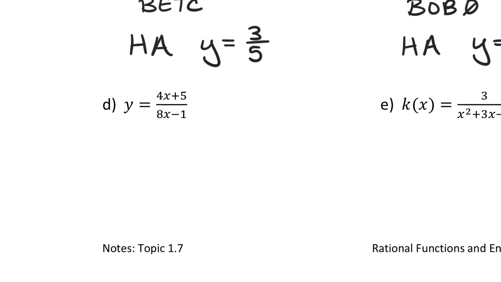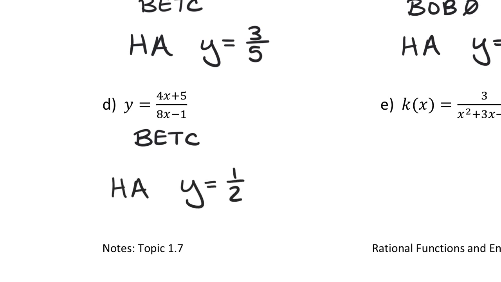For number D, is that one Bobo, Botn, BETC? BETC. BETC reminds us that the bottom degree equals the top degree. So we divide the coefficients. This one has a horizontal asymptote, and it appears at y equal to 1/2. If you said 4/8, same thing, I reduced my fraction. You should probably reduce your fraction as well. But 4/8 was correct, yes.